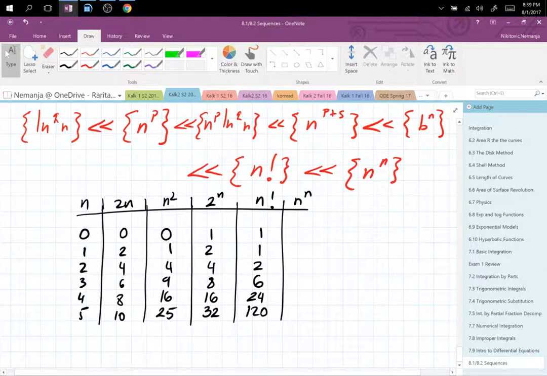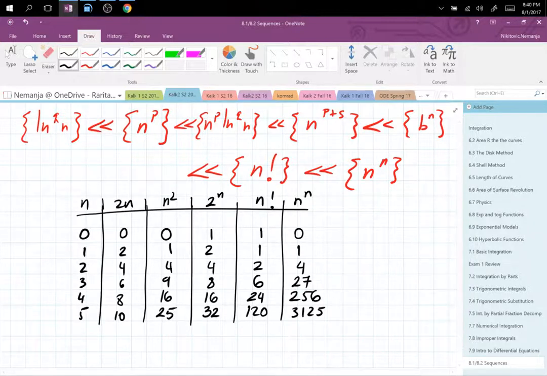Now n to the n: 0 to the 0, 1 to the 1, and then 2 squared, 3 cubed, 4 to the 4. Look at that one. And then 5 to the 5, that's 3125. Please pay attention. Look at n to the n.